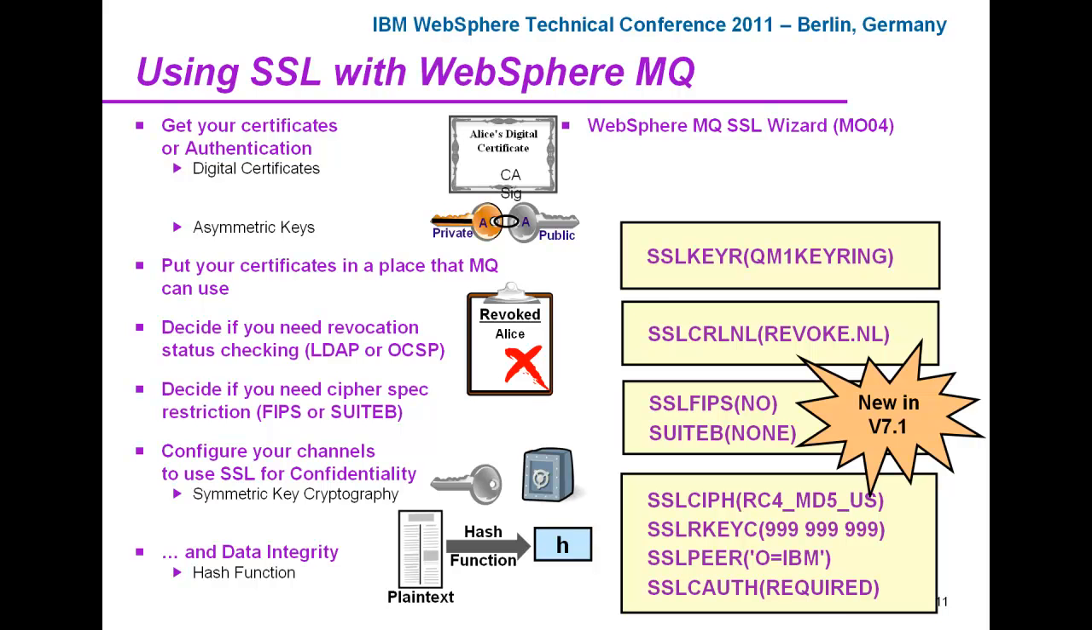Final thing you then do is configure your channels to use SSL by choosing a CipherSpec. So the actual key enabling parameter that says the channel will use SSL is the SSLCIPH parameter. You can do all the rest of that. If you never put SSLCIPH on a channel, nothing is going to use SSL. So you can choose that on a channel by channel basis.